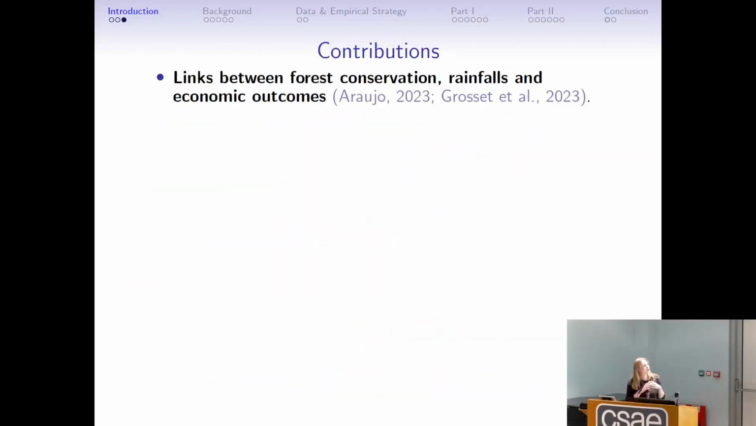So we contribute to several strands of the literature, the first one being linking forest conservation and rainfall to economic outcomes. The closest papers that are talking about this subject in the literature are the one of Adejumo, who studied the effect of deforestation on rainfall in the context of the Amazon. And Grosse and co-authors recently also worked on a reforestation project, this time in the US. Both those papers show that there is a decrease in rainfall and consequences on agricultural productivity.